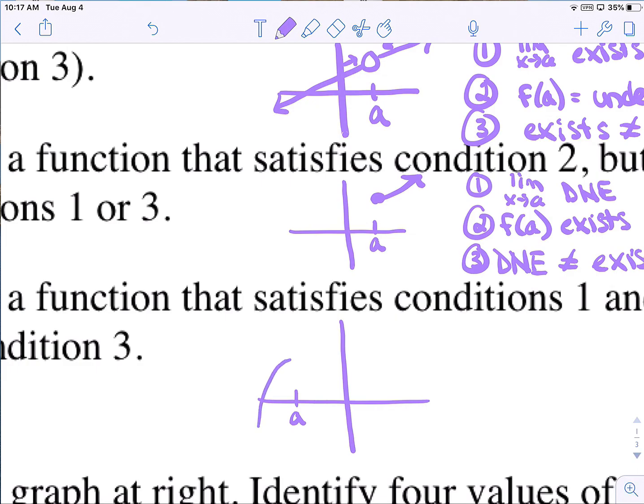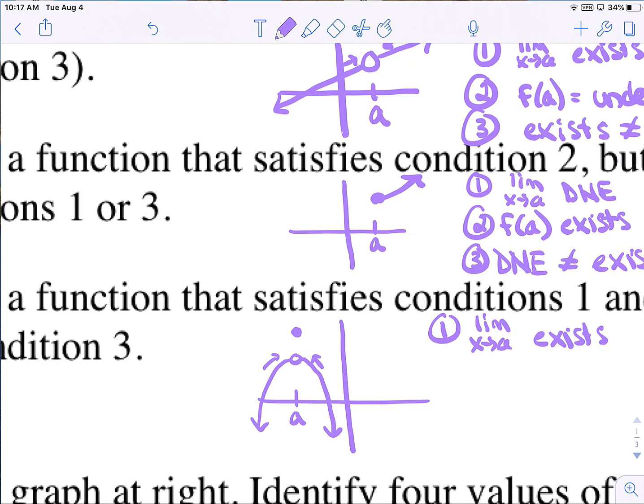So let's just say we've got a parabola that has a hole. The limit exists. We're approaching the same value from the left as we are from the right. Okay, so condition 1 is met. The limit as x approaches a exists. The point has to exist as well. But I just drew a hole, so how can the point exist? If I just do, this is a piecewise function that just has a point floating in space.